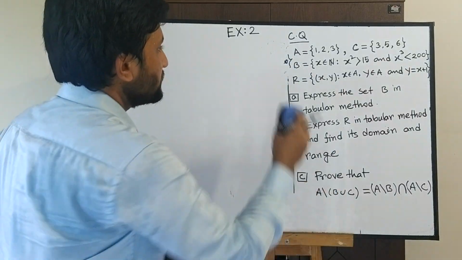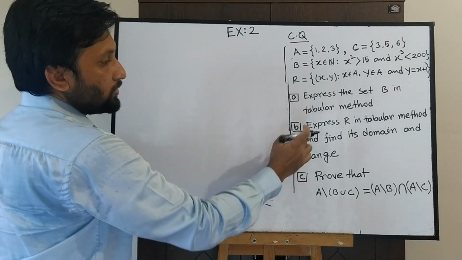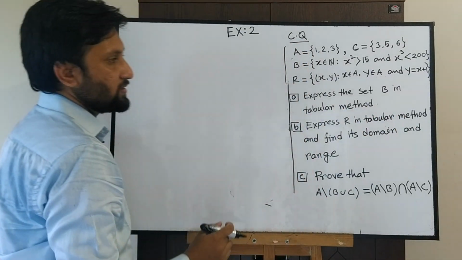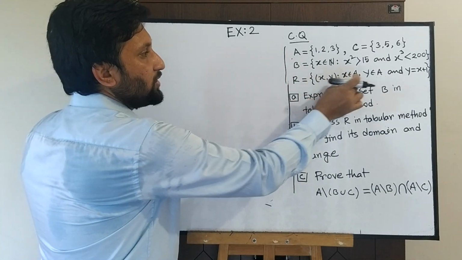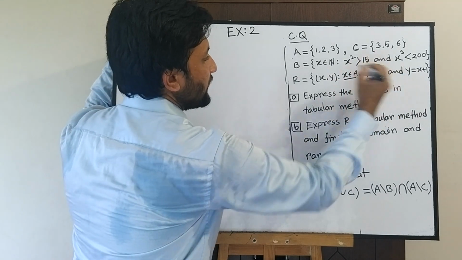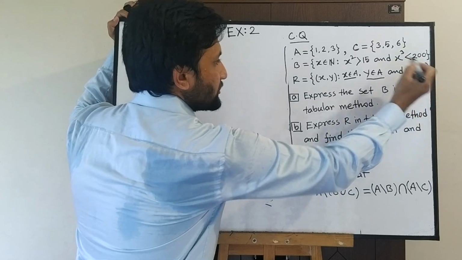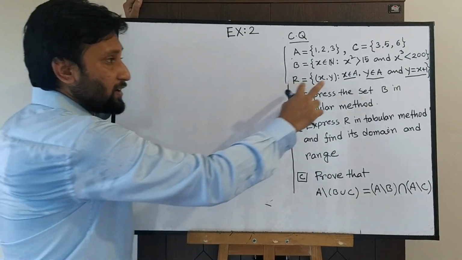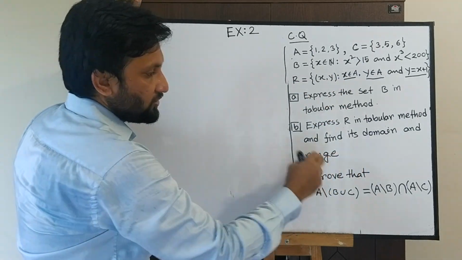Okay, second one, let's see question 2. Express R in tabular method and find its domain and range. A relation R is given as the pairs x, y where x is an element of A and y is an element of A, with the condition y equals x plus 1. We have to find first the pair elements of R and then find the domain and range.